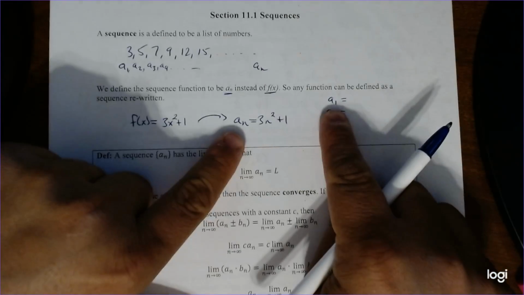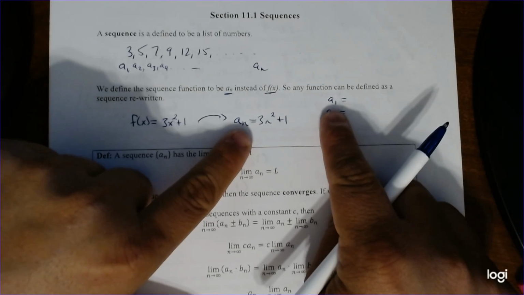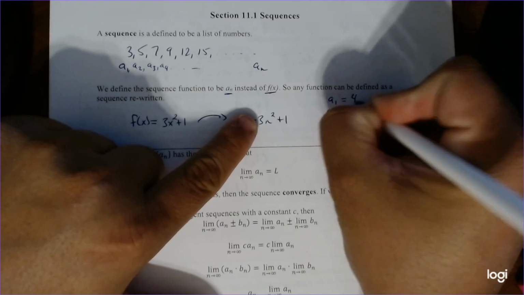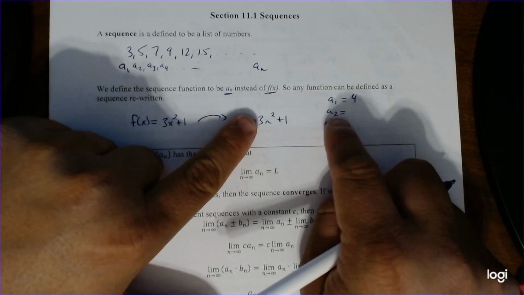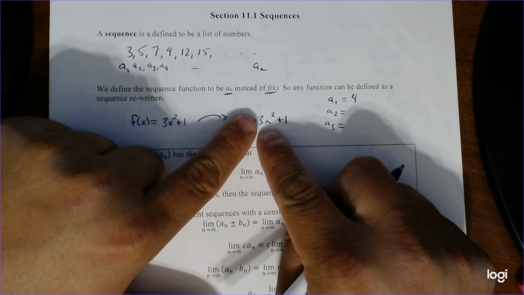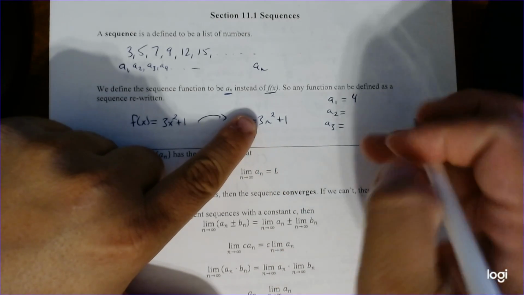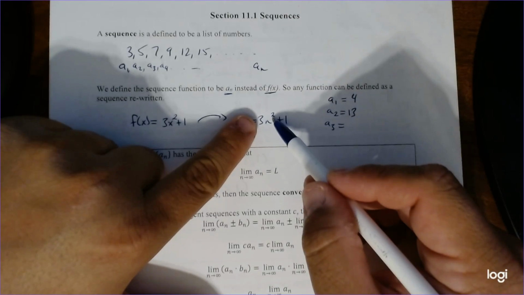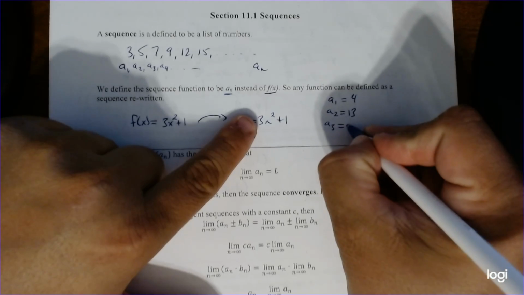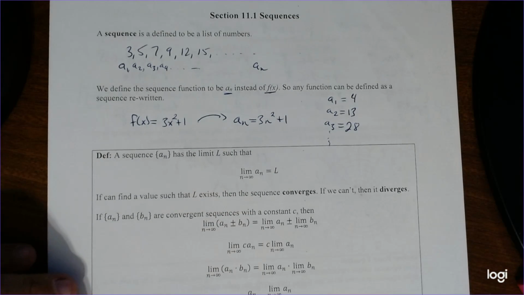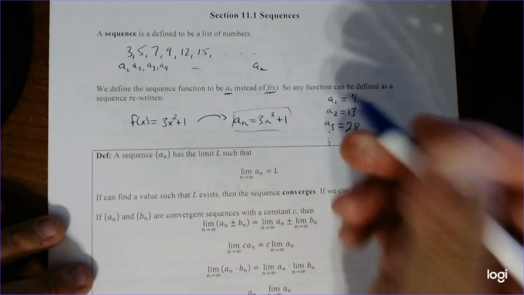So, for example, if you want the first term, that means you plug in 1 for n. So 3 times 1 is 3, plus 1 gives you 4. A sub 2 means you plug in 2 for the second term. So that's n squared, so 4 times 3 is 12, plus 1 is 13. And we keep going. So for 3, that's 9, times 3 is 27, plus 1 is 28, right? And we keep going. This is what a sequence function, if you want to call it that, looks like.